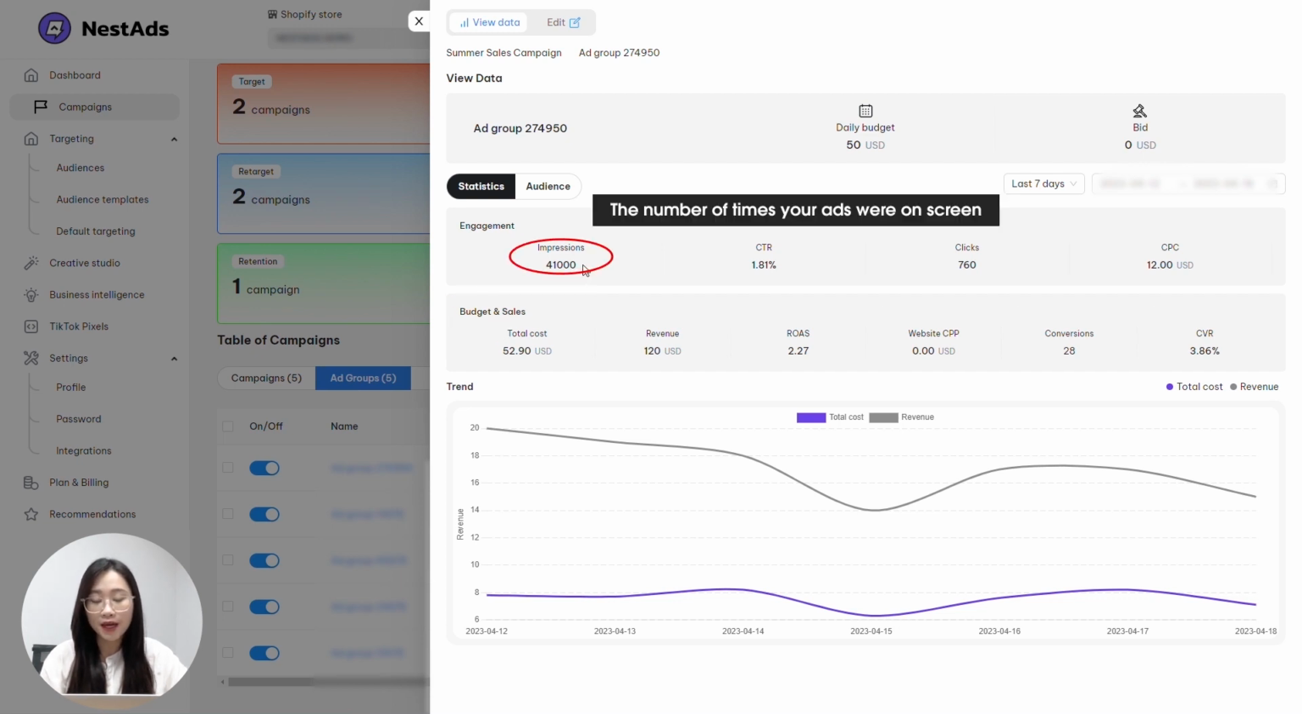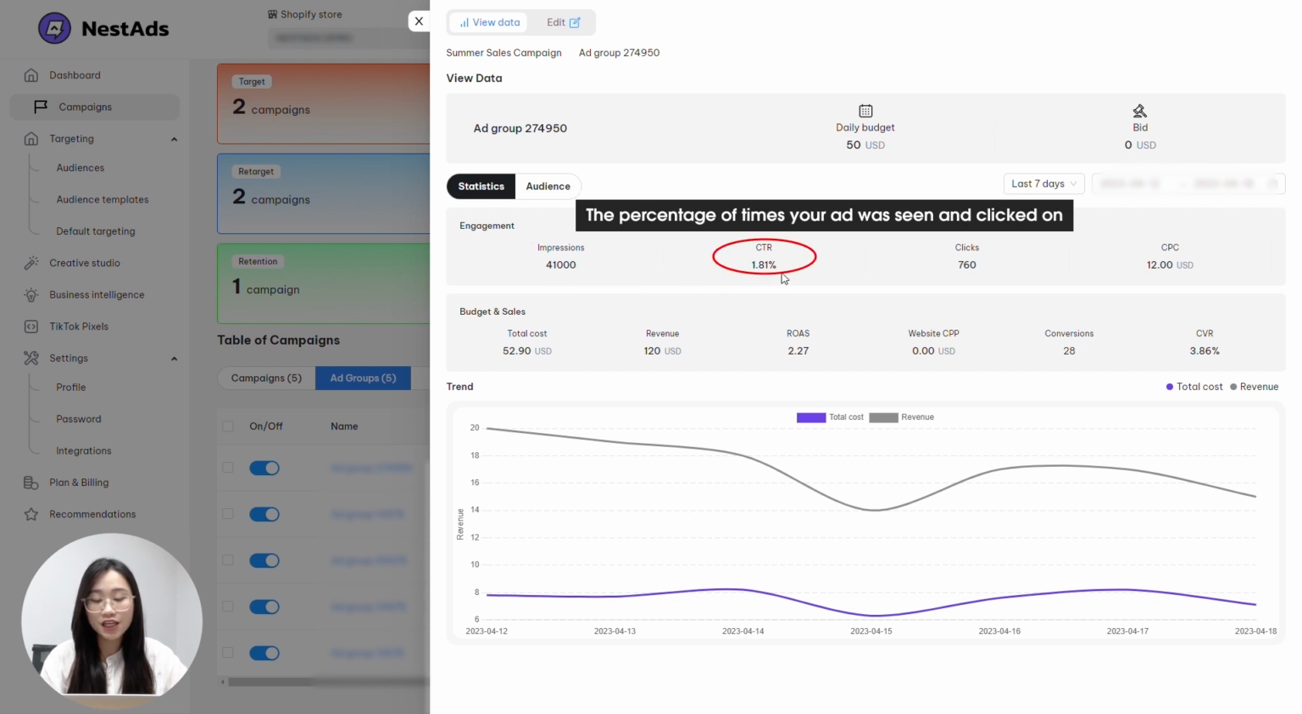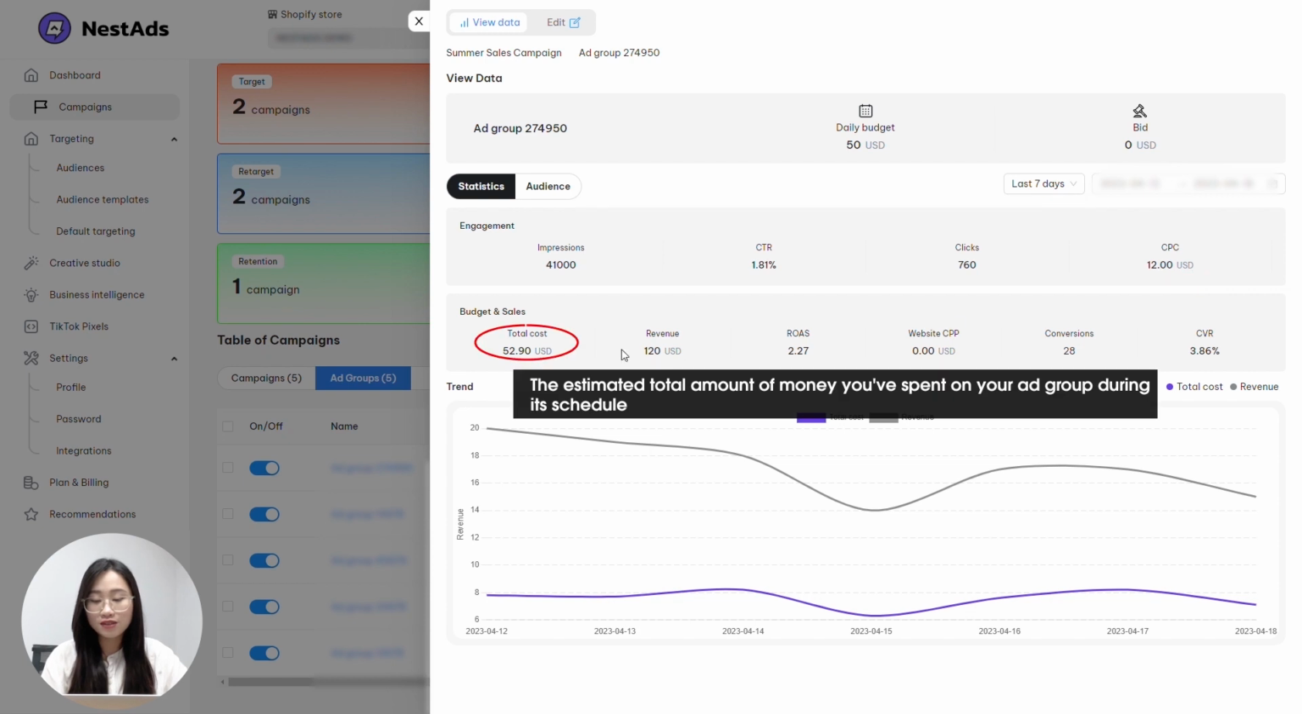Impressions are the number of times your ad was on screen. Click-through rate is the percentage of times your ad was seen and clicked on. Clicks are the number of clicks on your ad that led users to a landing page. Cost per click is the average amount of money you have spent on a click. Total cost is the estimated total amount of money you have spent on your ad group during its schedule.